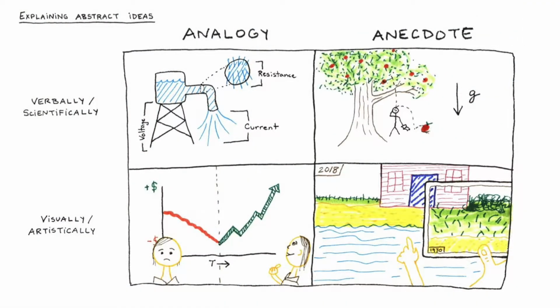Anecdotes are also really helpful for understanding abstract ideas. When we talk about gravity, we have the classic story of the apple falling on Isaac Newton's head as a way of understanding how gravity works in the universe. Or visually, a lot of times we'll use anecdotes like illustrations or pictures to tell a broader story with a simple image.